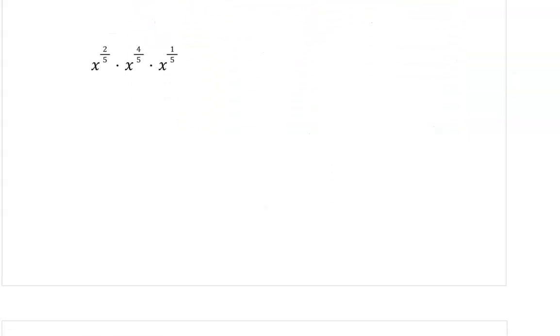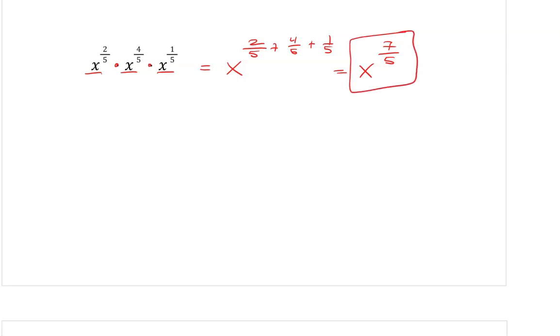For this one here, I notice that the bases are all the same, and I'm multiplying them together, so that will allow me to add the powers together, which could help simplify this a little bit. So I end up with 2 plus 4 plus 1, so that's 7/5. So if you're asked to leave your answer in exponent form, that would be your answer. Or if you're asked to put it in radical form, we would write that as a 5th root of x to the 7th, depending on what form you're asked to put your answer in.